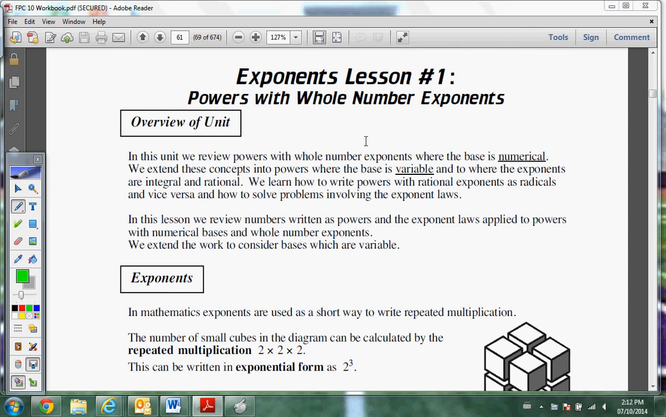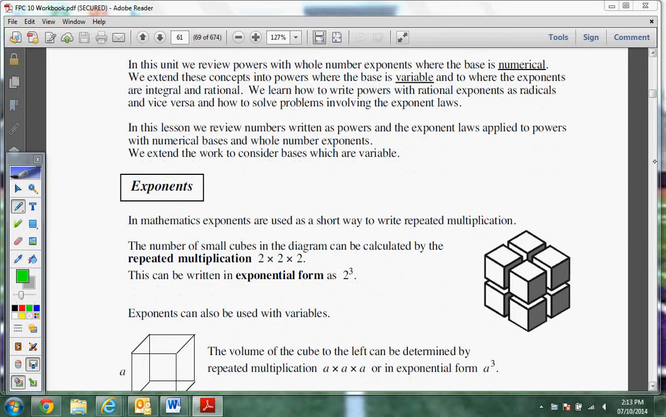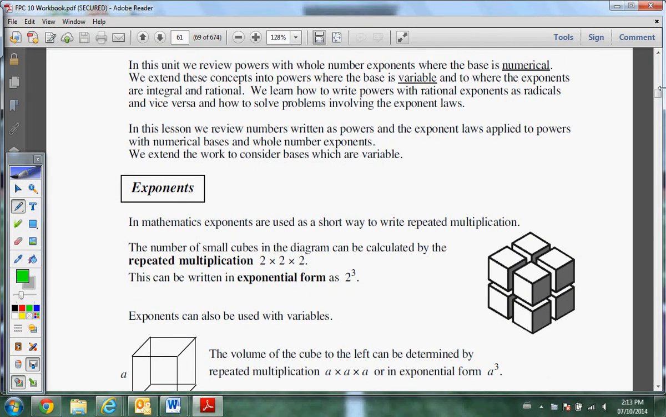So you got Unit 4, Lesson 1, powers with whole number exponents. In this unit, we're going to review the powers with whole number exponents where the base is a numerical. We extend these concepts into powers with bases that have a variable. So we're going to start with just numbers, and then we're going to move on to variables, okay? In this lesson, we'll review powers and all that stuff from grade 9.